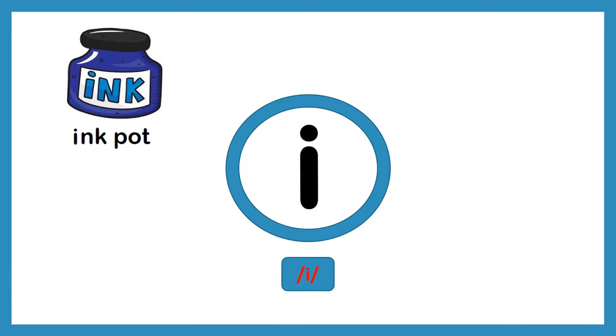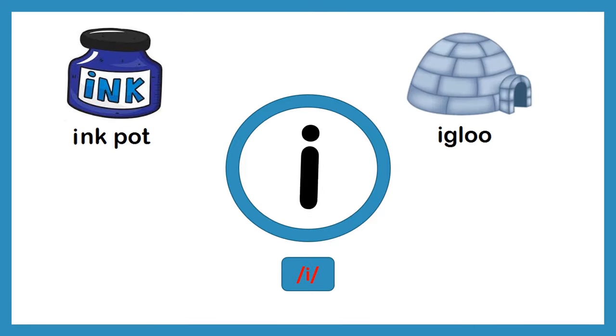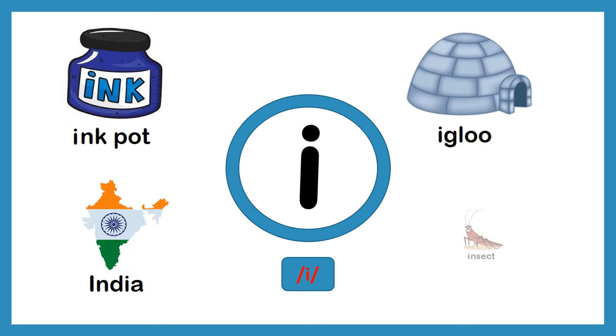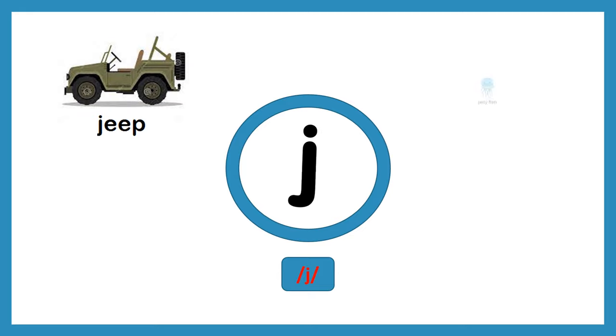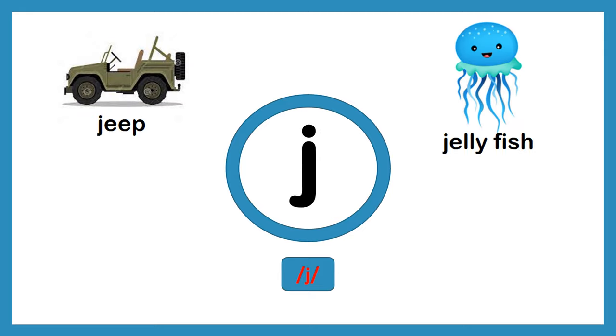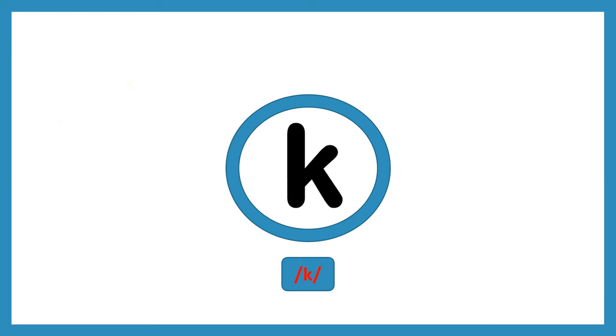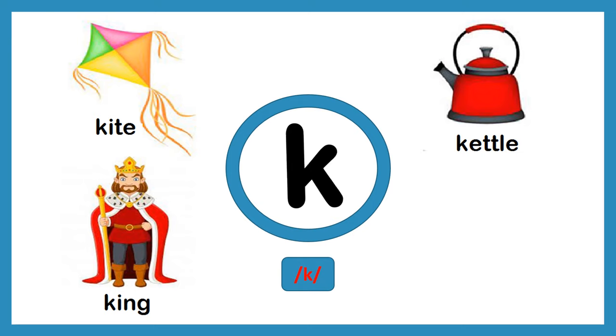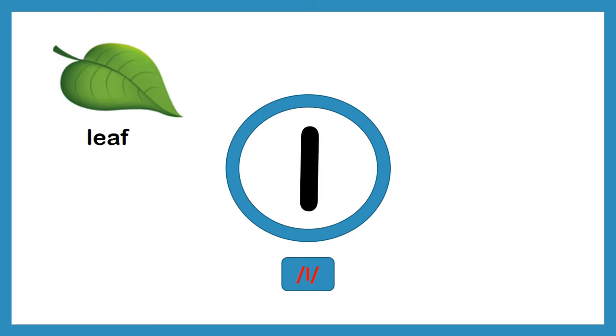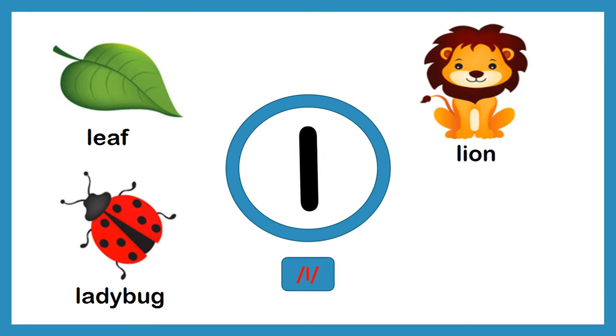I: inkpot, igloo, India, insect. J: jeep, jellyfish, jug, jar. K: kite, cattle, king, kangaroo. L: leaf, lion, ladybug, lamb.